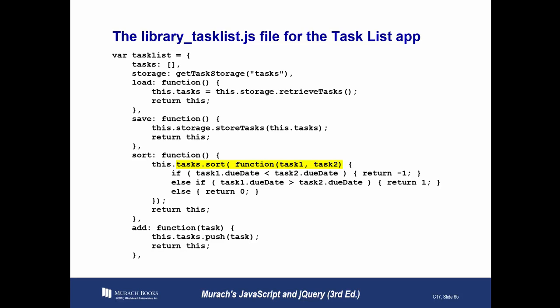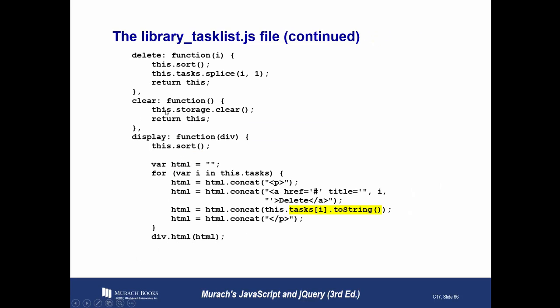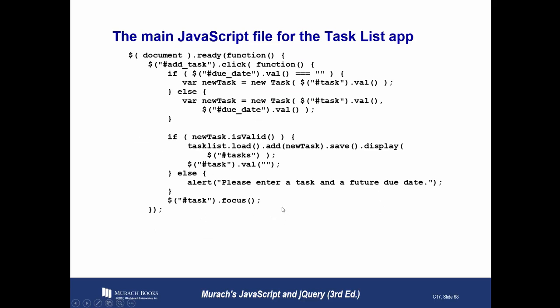If we look at a couple of these, the load method that you see right here calls the retrieve tasks method to retrieve the tasks from local storage as an array of task objects. The sort method calls the sort method of the tasks array. The delete method accepts an index parameter. It'll remove the task at the specified index by using the splice method of that array. The clear function calls the clear method of the storage object to remove the string in local storage. The last method that's here is the display method, which accepts a div element as a parameter. It starts by calling the sort method to sort the tasks, and then it loops through and constructs a string, so it can print out all of the tasks in the task list.